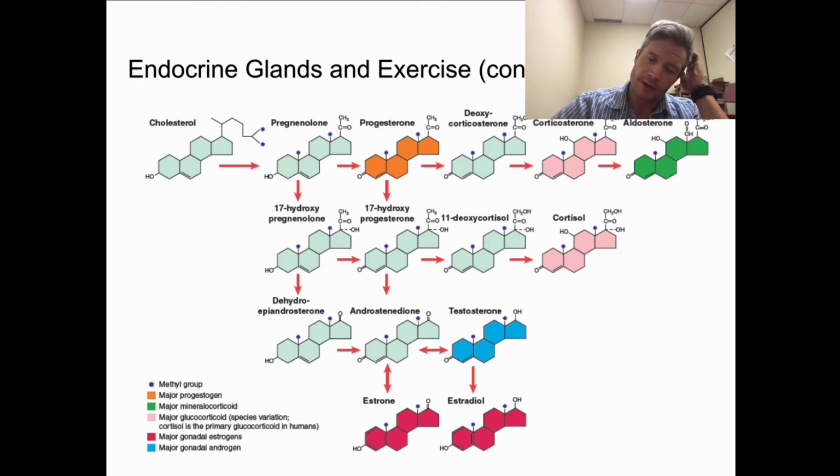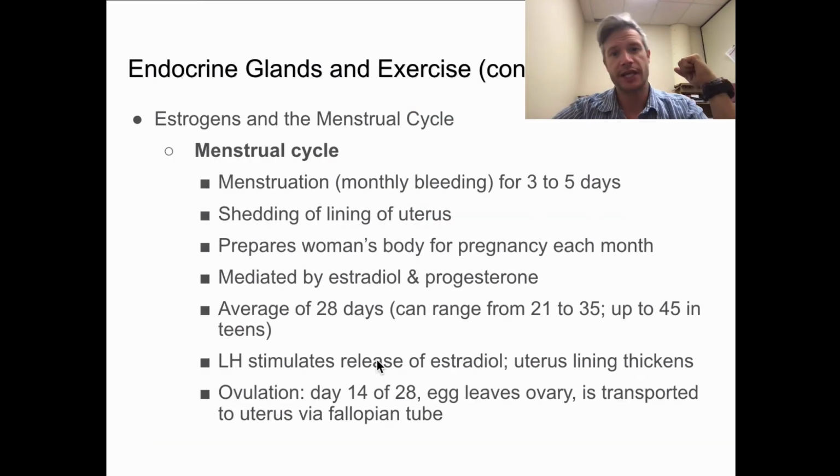So we spoke about androgens. Now we can move forward to estrogens and the menstrual cycle. Now, we'll go through the physiology generally behind this, but then we'll get into more so how this might affect exercise, or exercise might help women with the menstrual cycle.